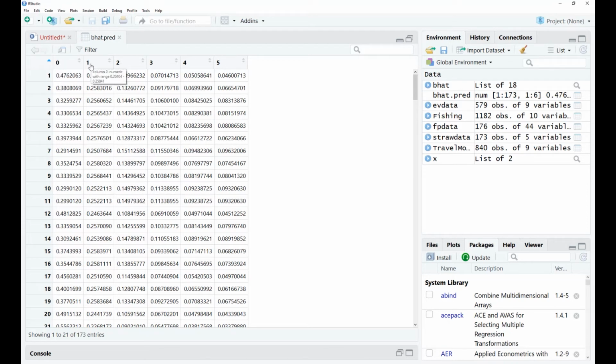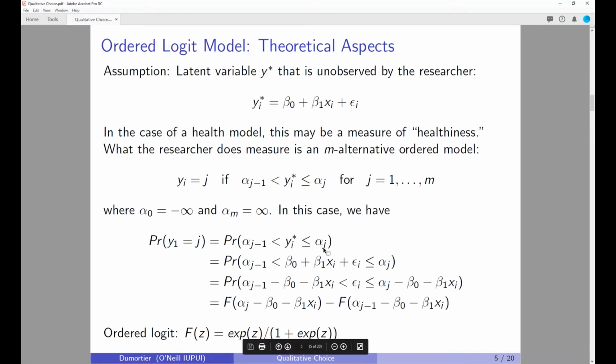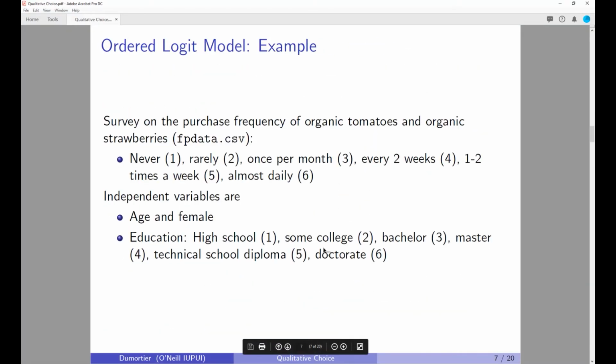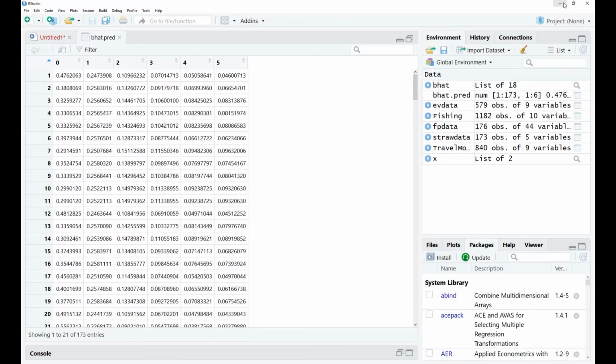And there's a 24% chance that the person is in the 1 category. And remember, those categories are never, rarely, once per month, etc. Now think about this in terms of if you are a supermarket chain and you are interested in how often people are actually purchasing something, then this type of model could help you.